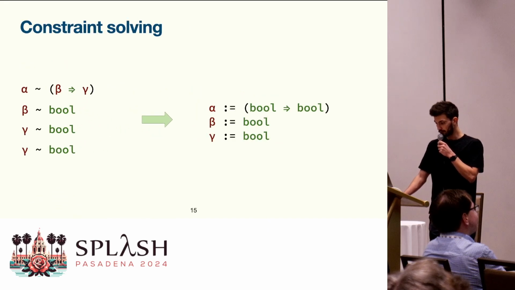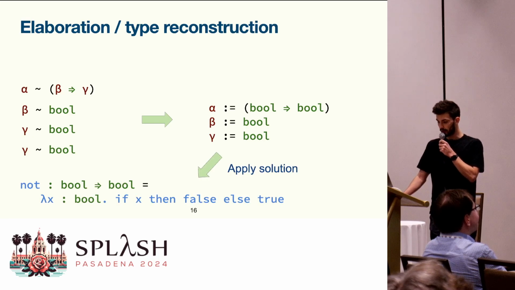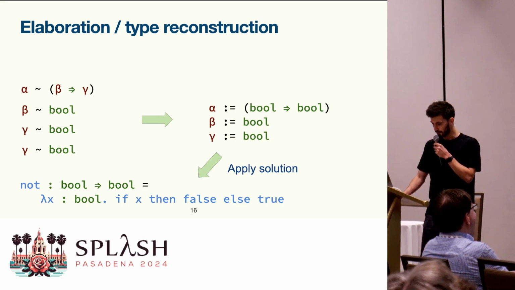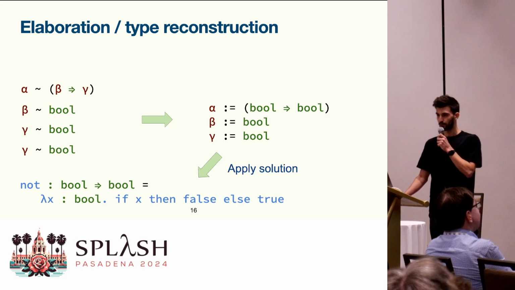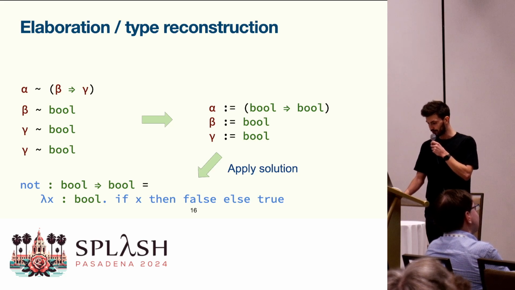Then you solve them. I'm going to skip over this, but there's many techniques to solve them. And you arrive at a kind of canonical solved form. You apply this to the original program, and you arrive at the equivalent program now with explicit binders. Some people call this zonking. I simply call it applying the substitution.